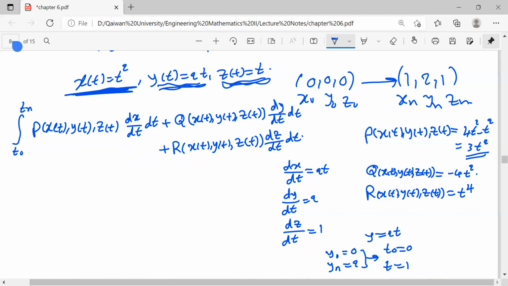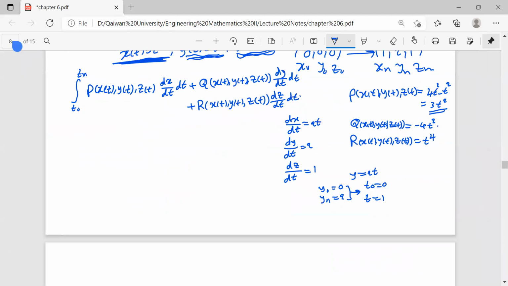If someone else takes x, okay, x is from 0 to 1, and x is t squared. With x naught, which is 0, we get t naught is 0. And if we replace it by 1, we get 1. Even for z, the same. We get the same value in each case. So we now have all the required information.